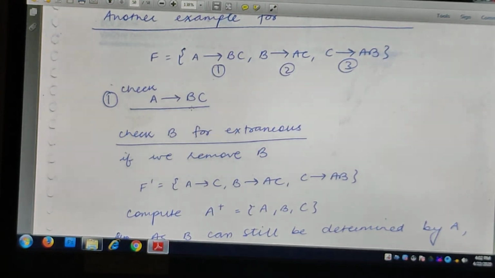Then why do we need to keep B there? If we remove B from here, we can still find B using A, right? You can see it from the closure that I have computed using the new functional dependency set, right? So we can say that B is extra here. We will remove B from there.